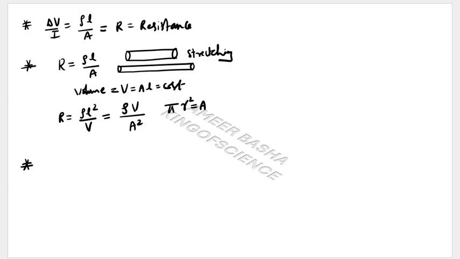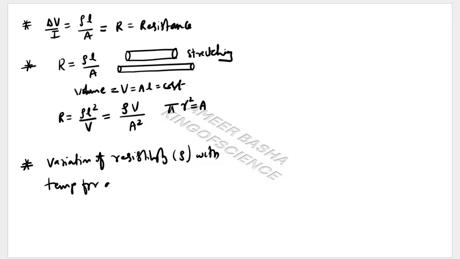Now, variation of resistivity with temperature for a conductor. For a conductor, with increase in temperature, there is an increase in the resistivity. The temperature coefficient of resistivity is defined as the fractional change in the resistivity per unit rise in the temperature.